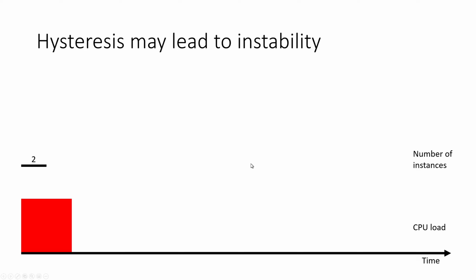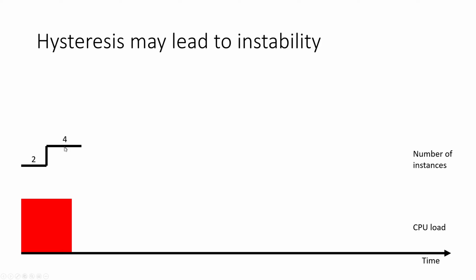So let's have a look at this in a more graphical way. So here we have time on the x-axis, and on the bottom here we have the CPU load. So red means that the CPU load is very high. And here on this line, we're going to be showing the number of instances of the microservice that are running. So here we have 2 instances of the microservice, and the load is very high. So the autoscaler will create 2 additional instances. We're going to have 4 instances.